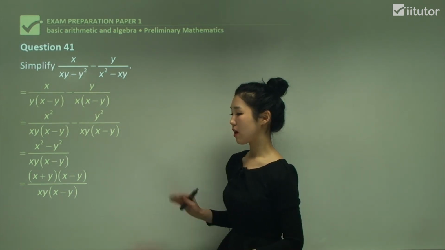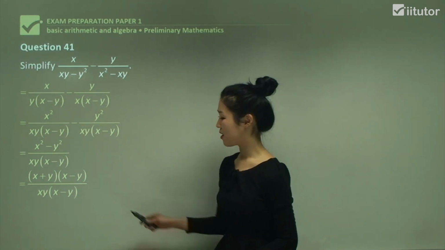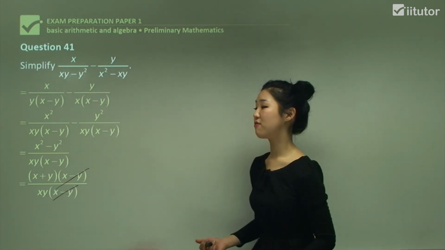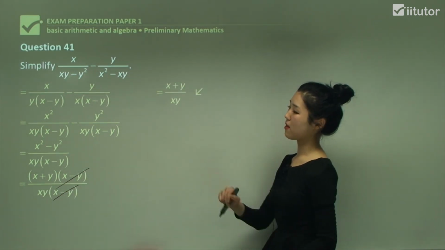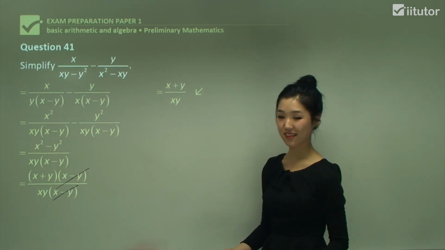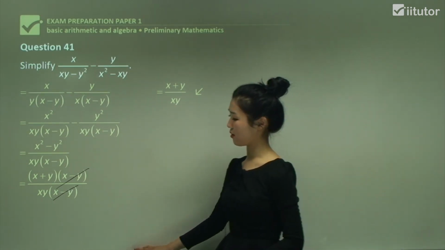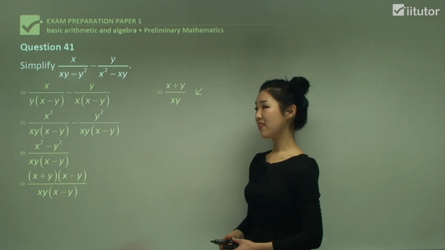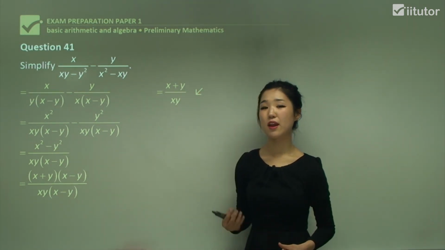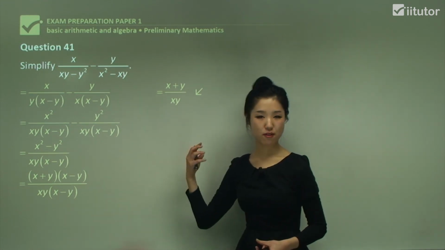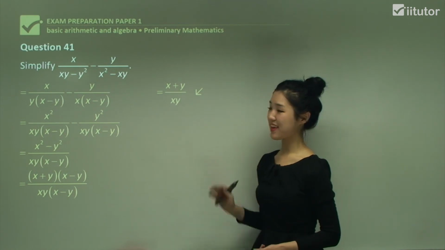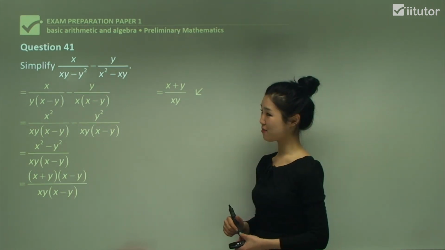And now, I think we can cancel out some values. See how that is common? We can cancel those two out. So the final solution is just x plus y on xy, and that's it. Alright, so how simple does that look? Alright, so again the key thing is to make the common denominator, and always make sure you can factorize fully until you cannot factorize anymore. Okay, so that's the answer to question 41, and that concludes part 5.